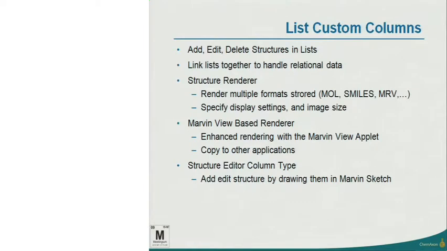So I will start by explaining how we put structures into lists. We will have a custom column type, and as I mentioned, you will be able to add, edit, and delete structures in lists. You will be able to link two lists together to handle relational data. We will have three types of these columns. The first one will be a simple renderer. So if you have existing structural data in a SharePoint list, this will be the simplest component.